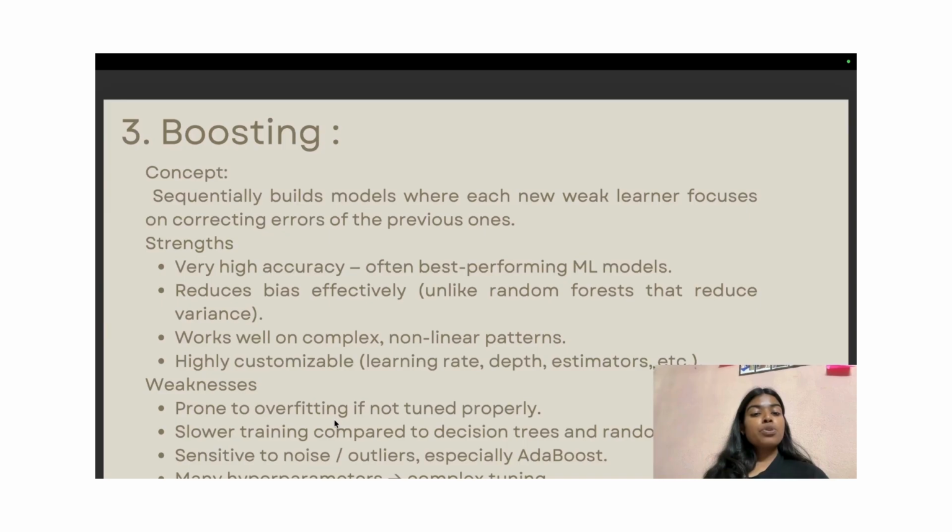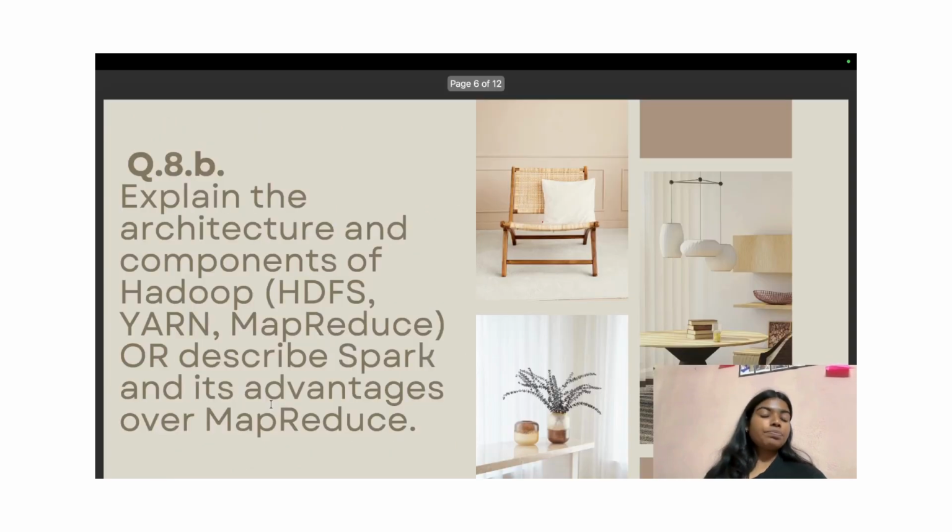Weaknesses are prone to overfitting if not tuned properly, slower training compared to decision trees and random forest, sensitive to noise or outliers, especially AdaBoost. Many hyperparameters or complex tuning.